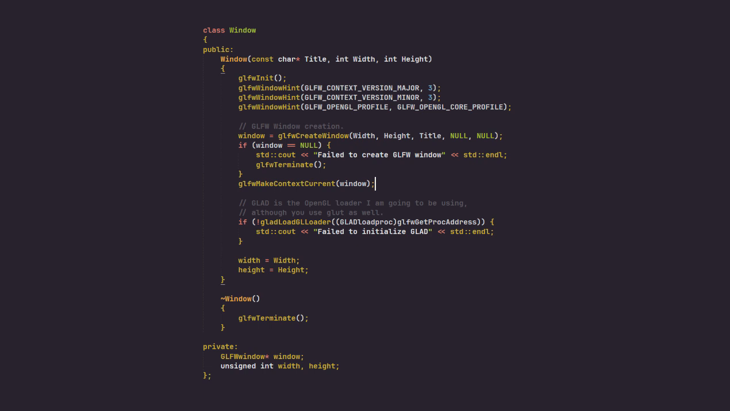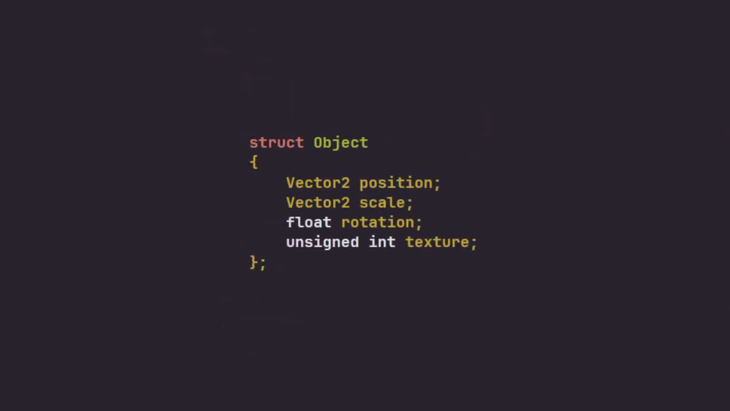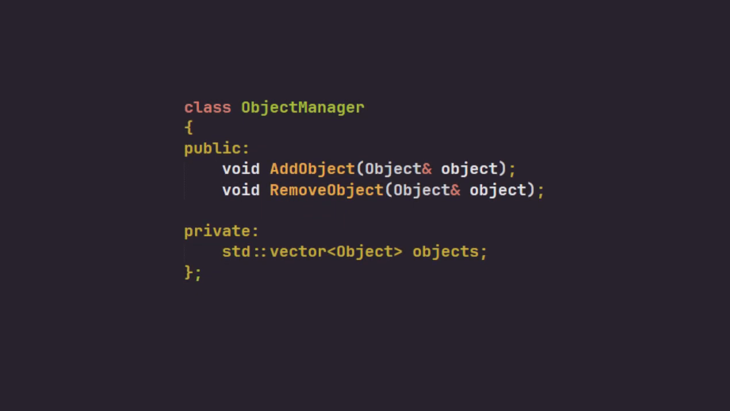And to render something, we'll need something to render, and for this we will create an object struct. This struct will hold all the data required to render something to the screen. And to hold all the objects in the scene, we will make an object manager class. This class will have a couple of functions related to adding and removing objects, and it will keep a nice vector of objects. But what if we want to actually render these objects to the screen?